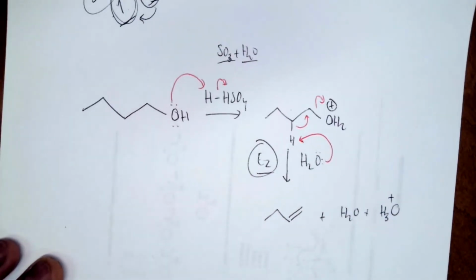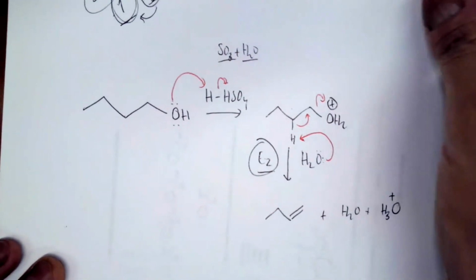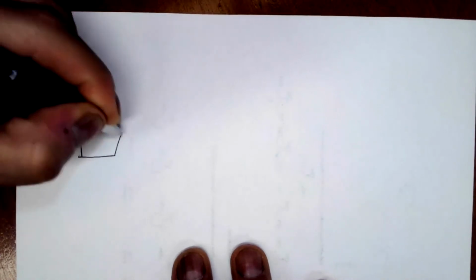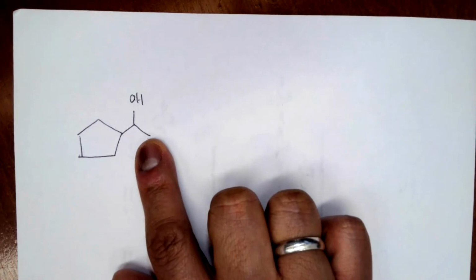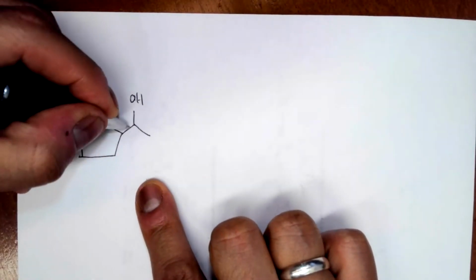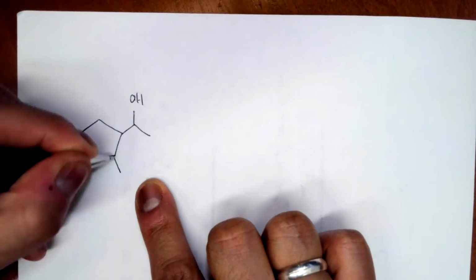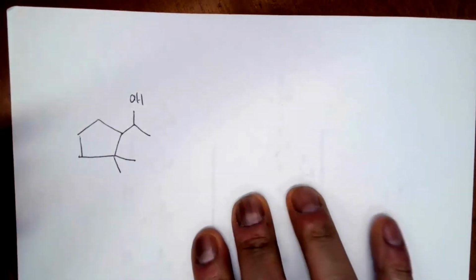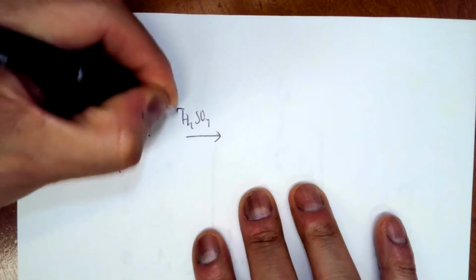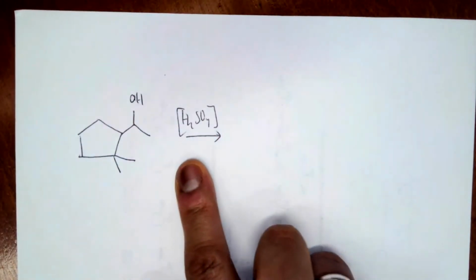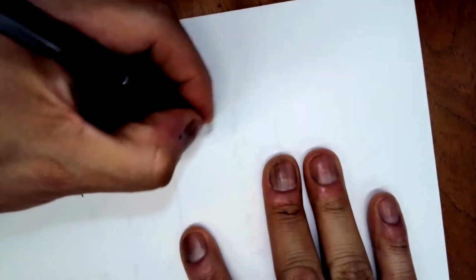Okay, so can I do CCR when I do this? Yes, absolutely. You can do CCR also with these reactions. So for example, if you have a cyclopentane with an alcohol here, and then let's say two methyls, and then they tell me sulfuric acid concentrated. The first step of this is protonation.